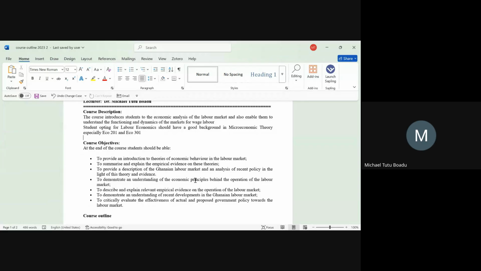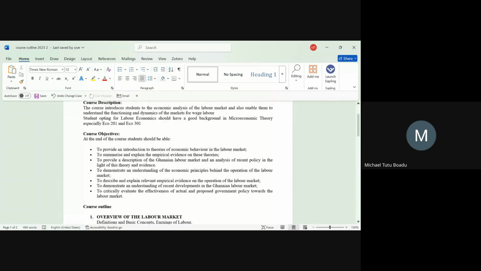The knowledge we want you to have is all captured in the objectives. Anytime you set out objectives, your aim is to achieve them. So if you want to find out whether you have achieved them or not, it is examination. So examinations are based on the objectives of the course, so pay critical attention to them. When you are reading, you ask yourself, have I achieved the objectives that are outlined for me?